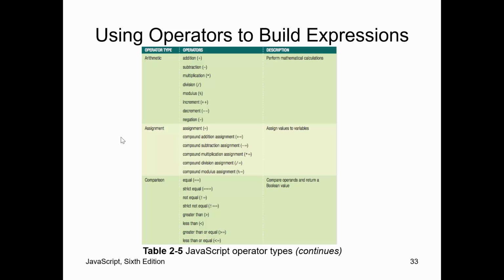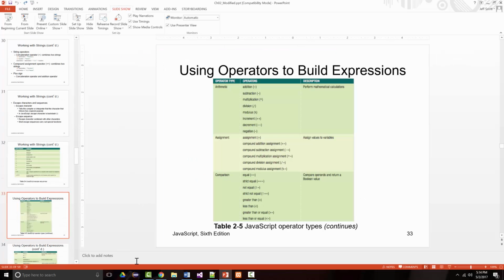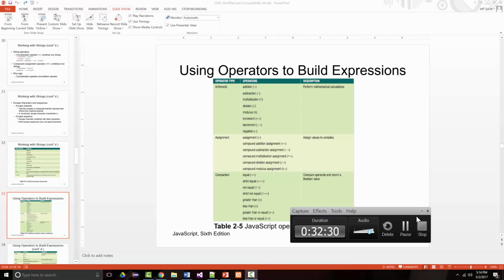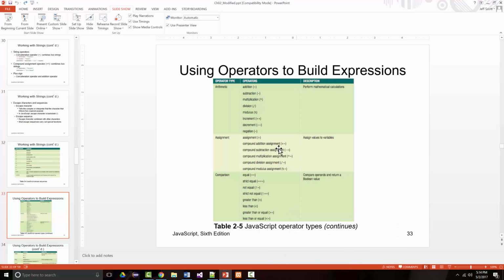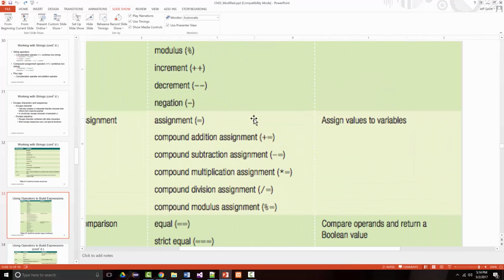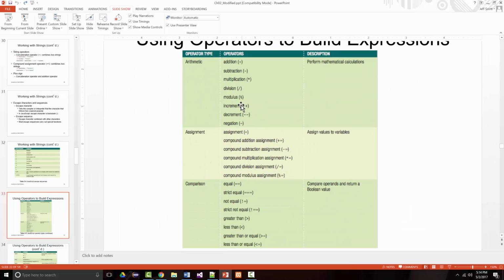Operators. Notice we've got arithmetic operators. Some of them you already know. You know the plus for addition, etc. Minus for subtraction, asterisk for multiplication, slash for division, modulo, which is a percent sign, and that's done for remainder.